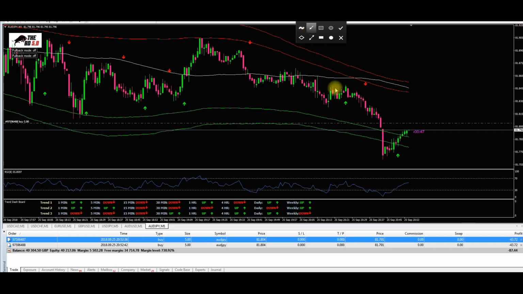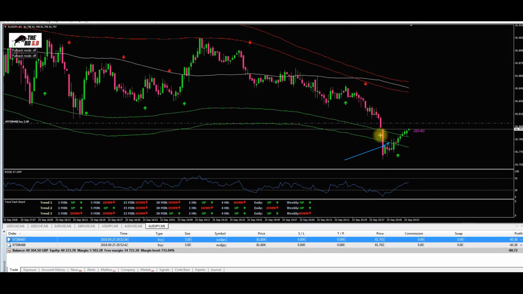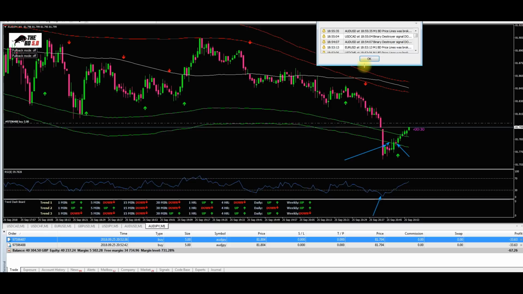Okay, let me just see it here. So price entered the buy zone, the RSI oversold. Okay, again, I got into a trade. Now, I got into this trade very late actually, because we should have got in at the signal arrow.